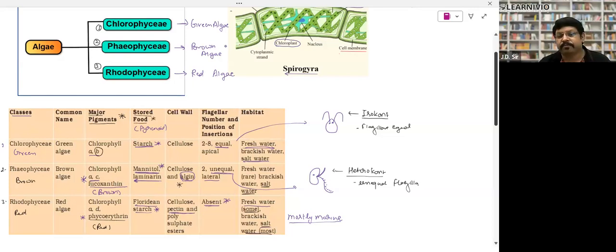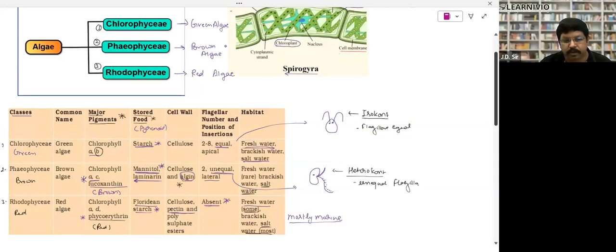The second thing, food is stored in the form of pyrenoid. What will be the food in these algae? This is the second most important question, right? So look, in Chlorophyceae, the stored food will be starch, right? In Phaeophyceae, mannitol and laminarin will be the stored food. Both are carbohydrates. Again, in Rhodophyceae, Floridean starch will be the reserve.